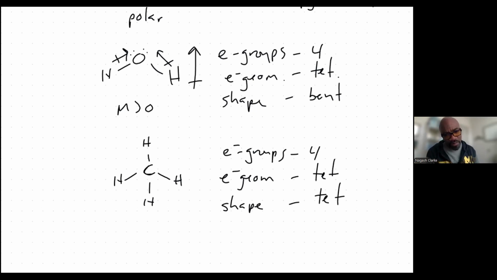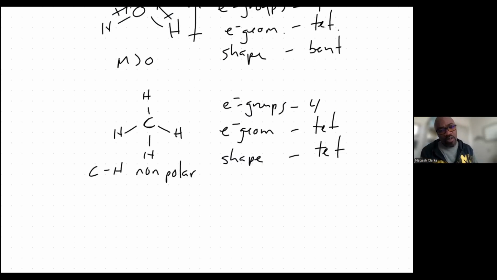What about the polarity for methane? The carbon-hydrogen bond, the CH bond, is nonpolar because the electronegativity difference is less than 0.5. Since no bond in here is polar, the dipole moment is equal to zero. It's a nonpolar molecule.